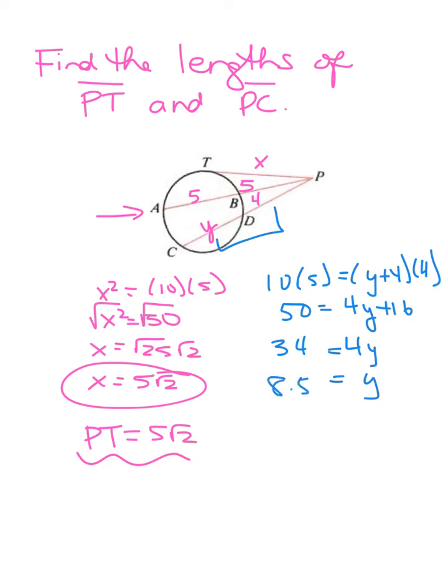Now I have to be careful because that gives me this piece right here, segment DC. I want the whole thing, PC. So I need to add the outside there, PD, to my value there for DC, and I have 12.5 is the measurement for PC.